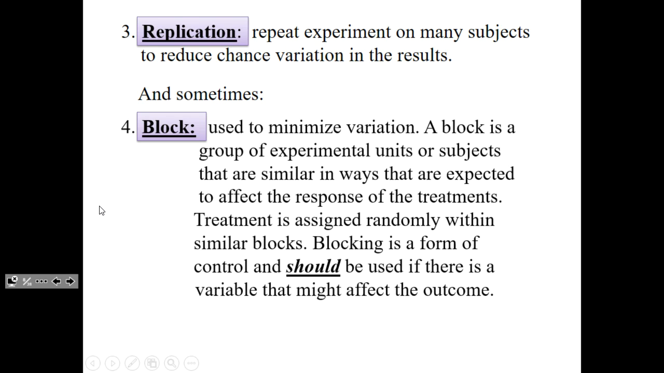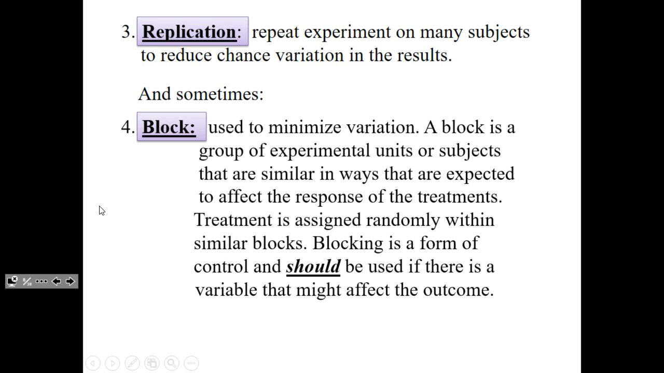A block is a group of units or subjects that are similar in ways that are expected to affect the response. And what I'm saying is, let's say I wanted to do something about how people lose weight. And I'm going to have a medication that's potentially going to help people lose weight. Well, I might need to block. I might need to block by gender because men and women have different physiologies. They may react to the medication differently. So before I assign anyone to anything, I set up blocks of all male and all female. Once I've done that, then I deal with each block individually, and who gets treatment and who doesn't get treatment. So treatment is assigned randomly within the blocks.